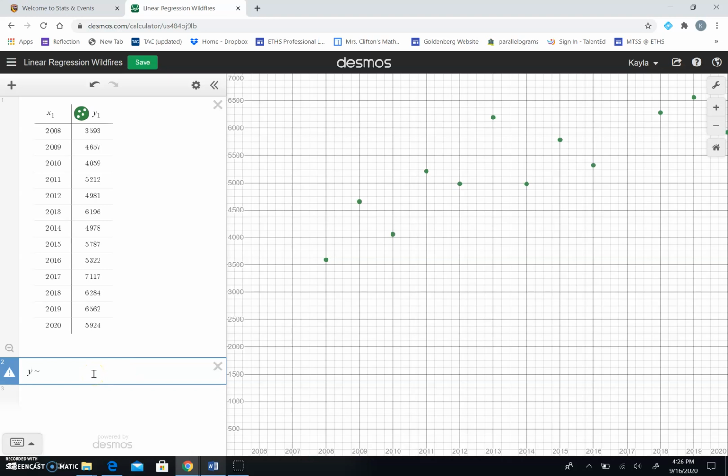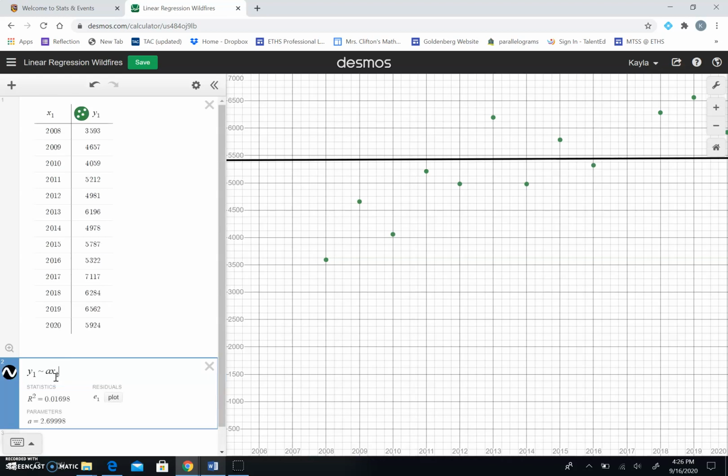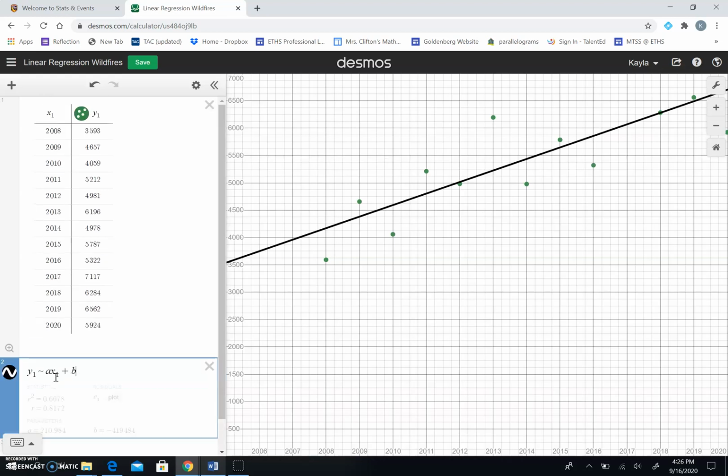And actually, we want to make it not y, but y1. And when I type y1, it's referencing back this y1 from the table. And then I want to say I want a linear line. So I'm going to have a slope, right? A times x1, and then I'm going to do plus b. And so this is representing y equals mx plus b.